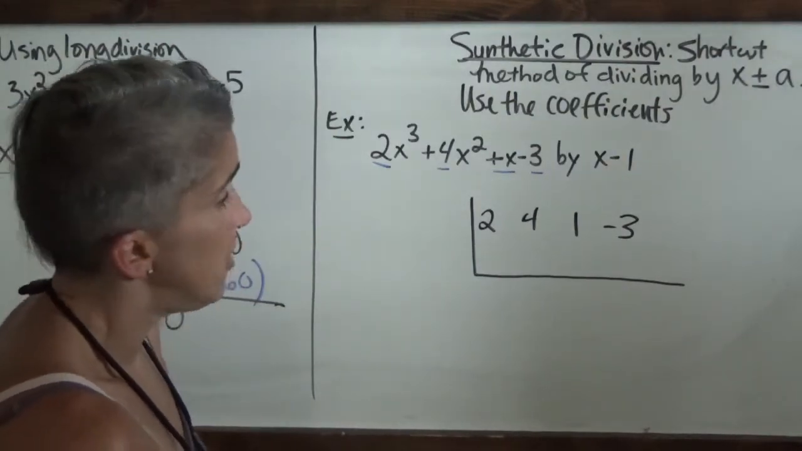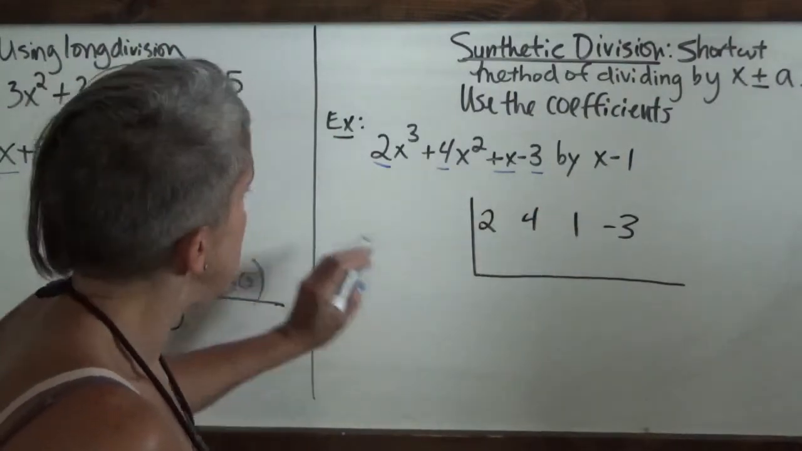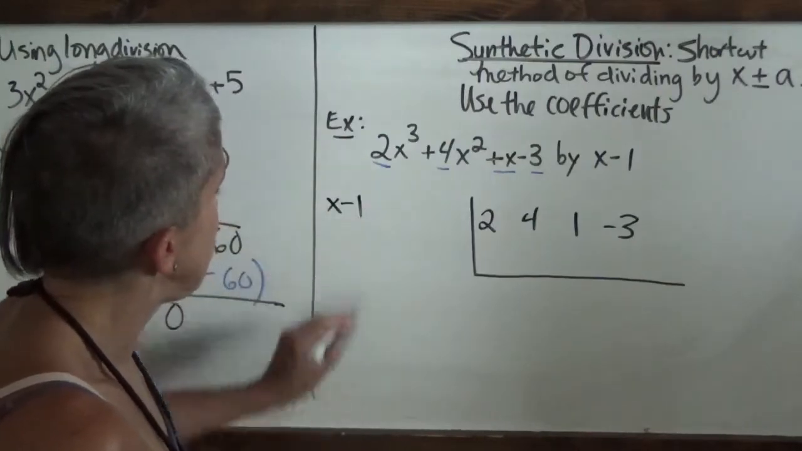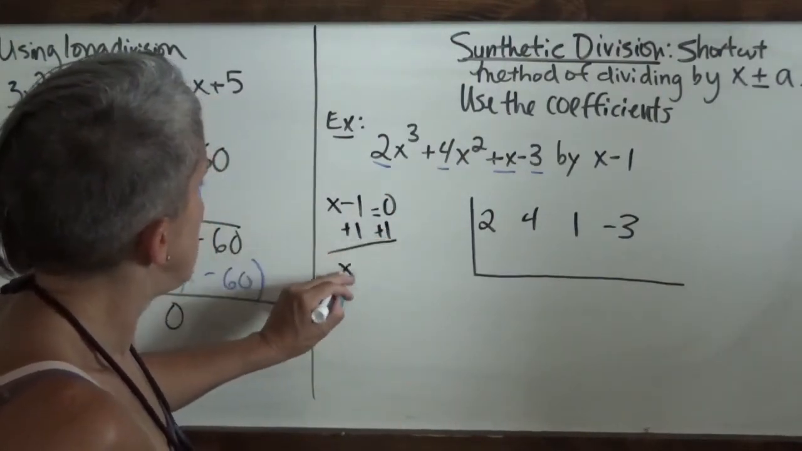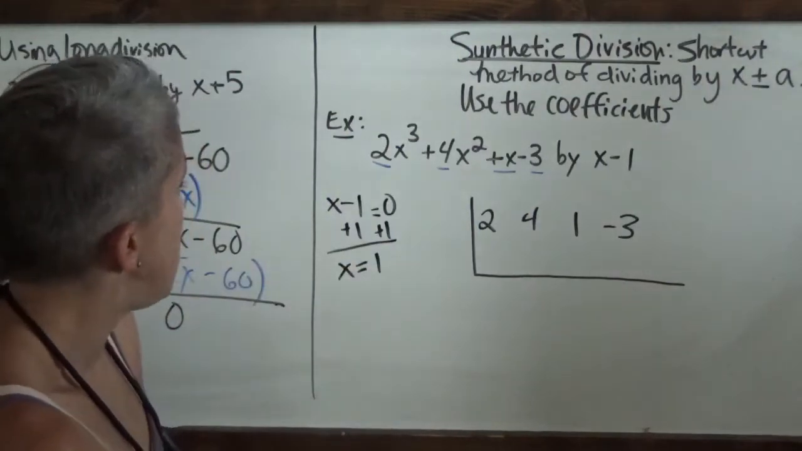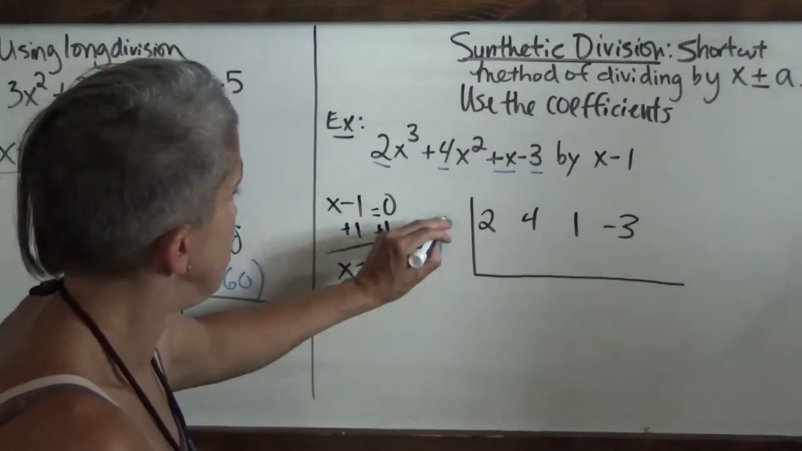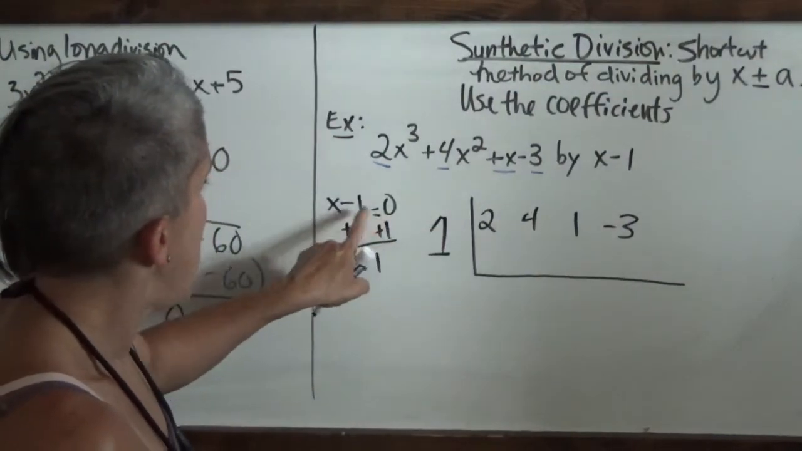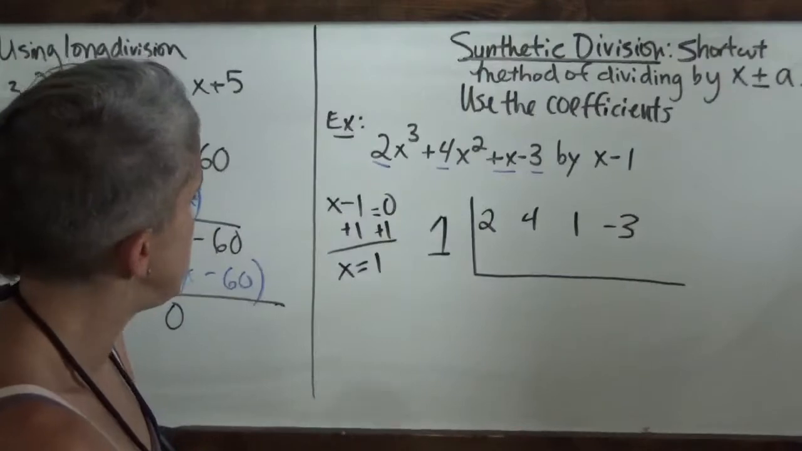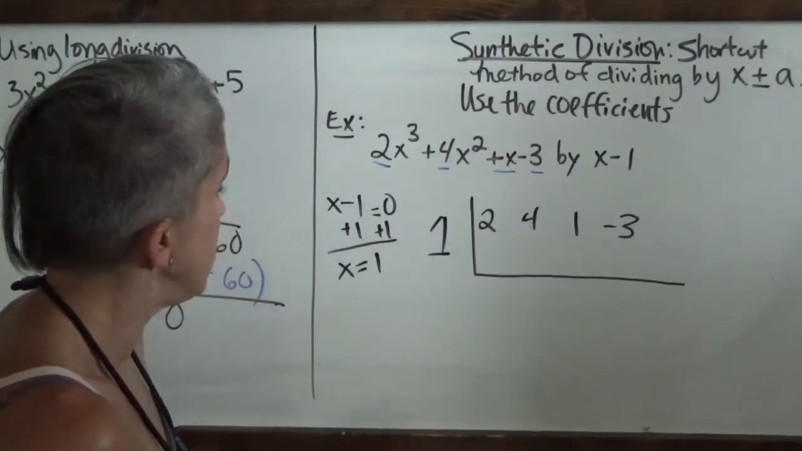Now I need to get a number here. So whatever you're dividing by, which is x minus 1, make it equal to 0 and solve it for x. So I am actually dividing by 1 here. If it was x plus 1, I would solve it and subtract 1 on both sides, and that would be negative 1, but it's a 1 here.